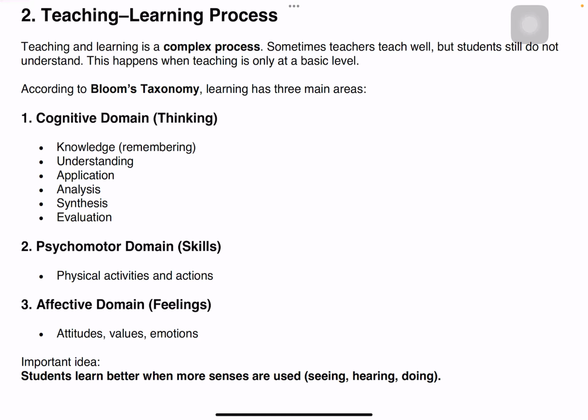Number 2, psychomotor domain: skills, physical activities and actions. The psychomotor domain is related to skills that you can perform. Number 3, affective domain, which is related to feelings. It includes attitudes, values, emotions. Important idea: students learn better when more senses are used: seeing, hearing, doing.